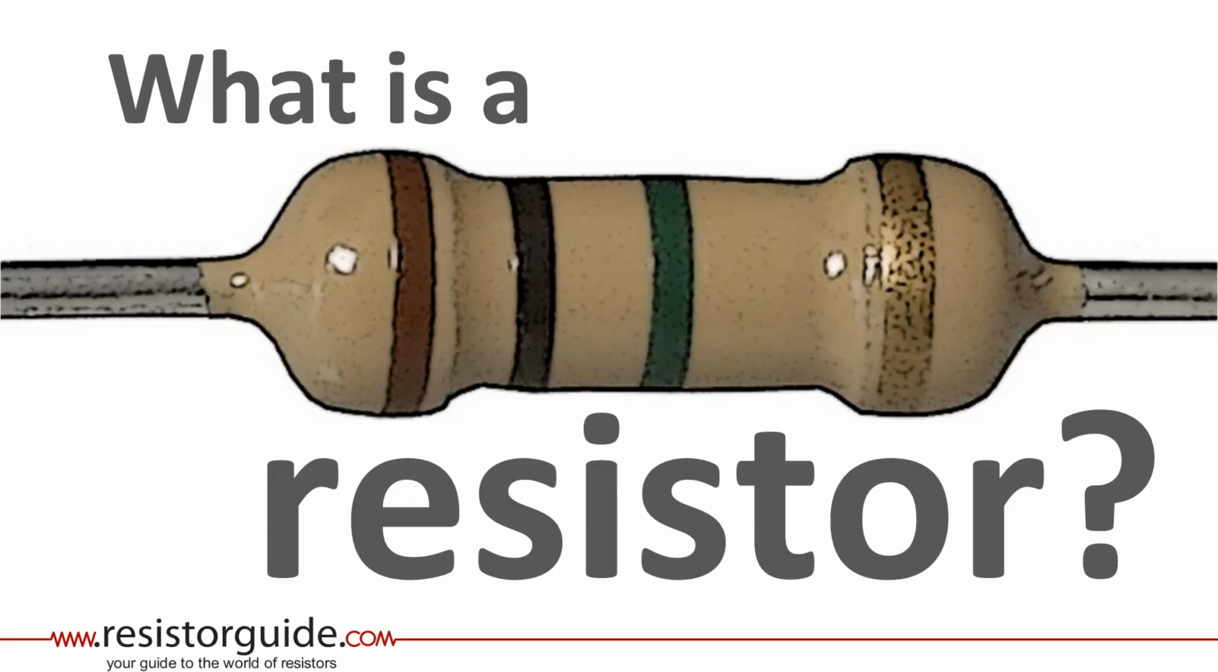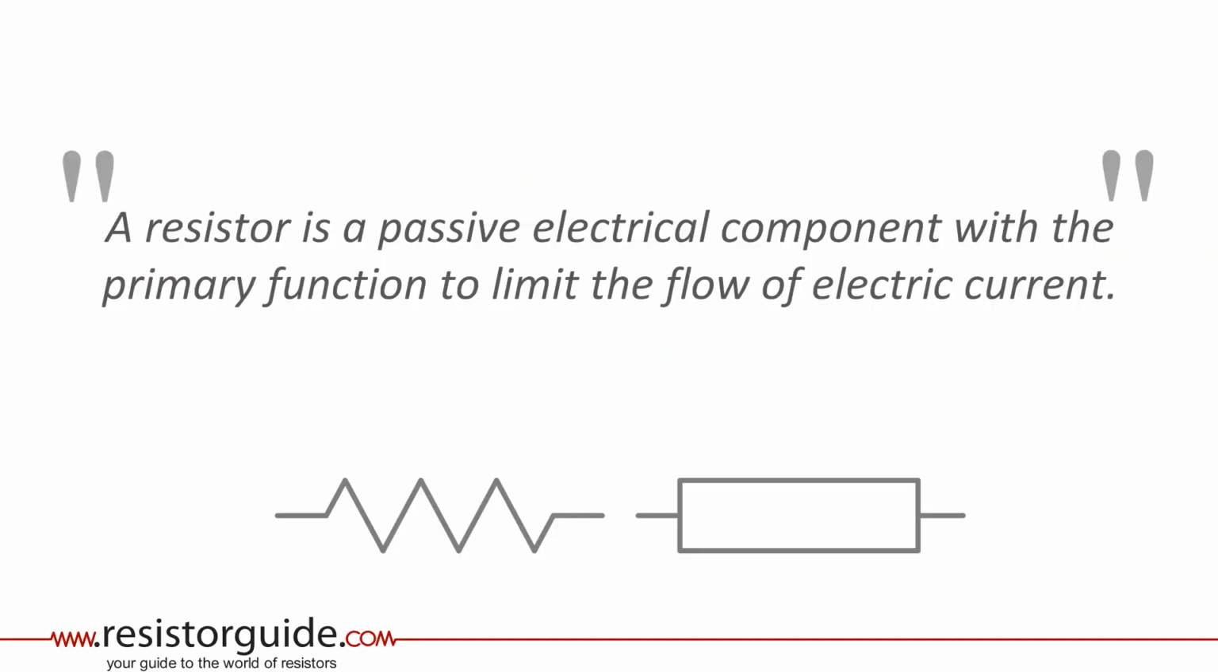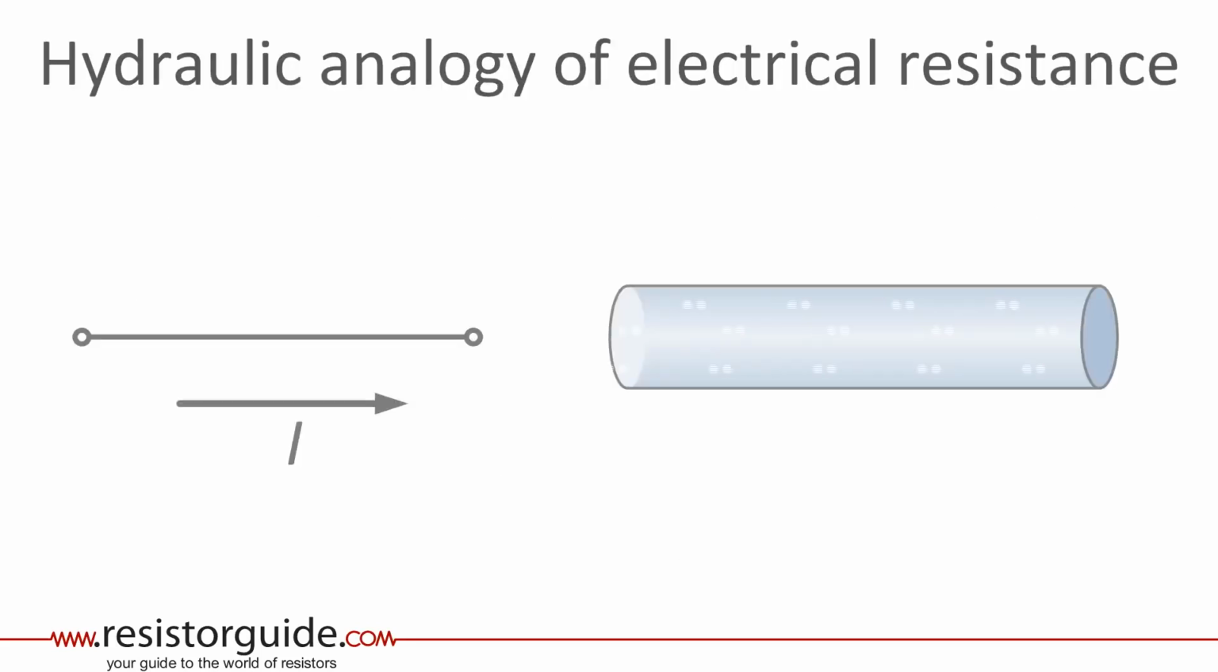What is a resistor? A good definition might be this one. A resistor is a passive electrical component with a primary function to limit the flow of electric current. The standard symbols for resistors are given below. The zigzag on the left is the American standard, and the one on the right is the international standard by the IEC.